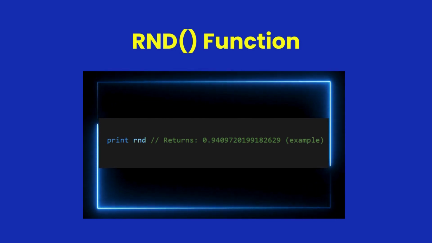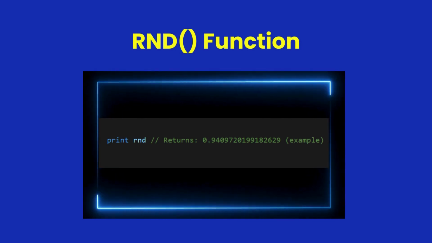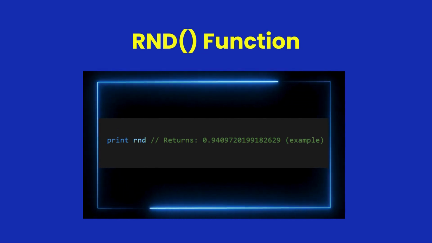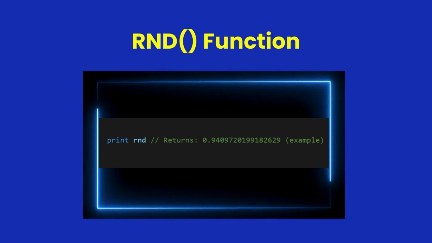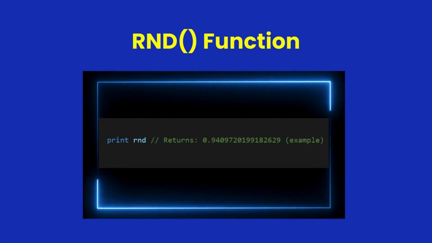The rnd function returns a random number. If a numeric expression is given, it returns a whole number between 1 and the numeric expression. For example, the rnd function is useful for generating random numbers.